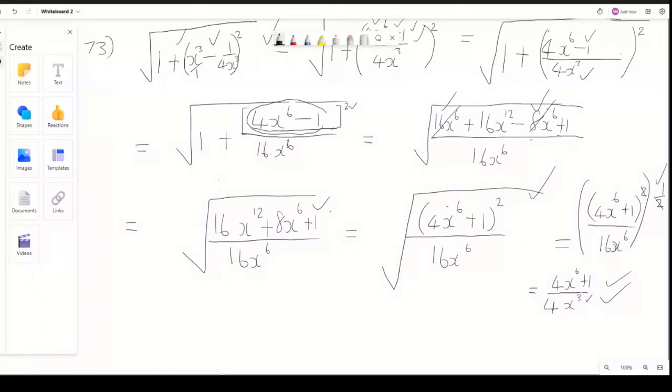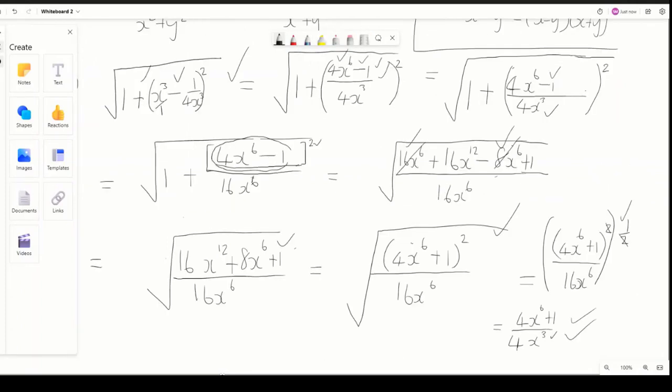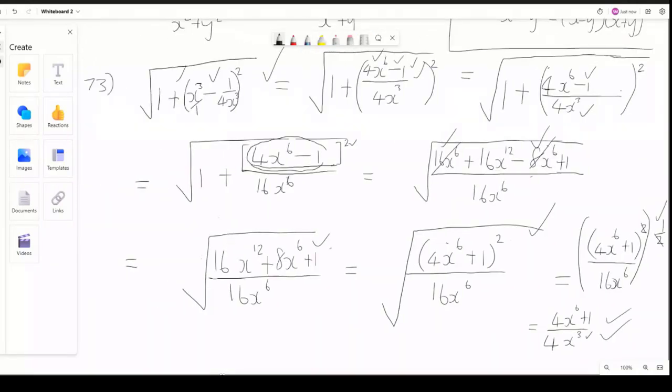So, sorry to take you back. That's where I was just lost somewhere where you've got 8x to the power of 6 plus 1. So I don't know, how did you get that? Okay. No, it's fine. So it's this step here, no? It's this step here? Yes.